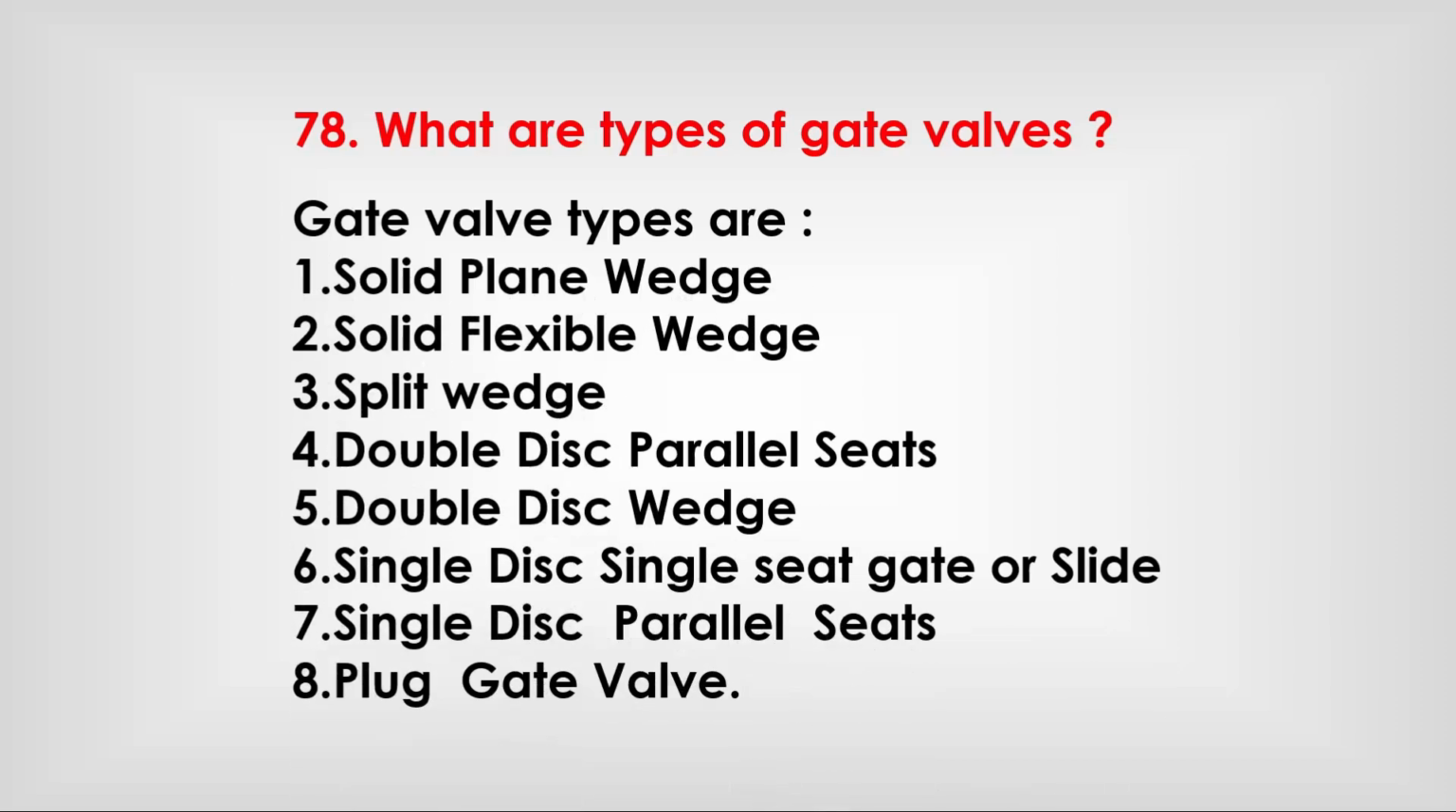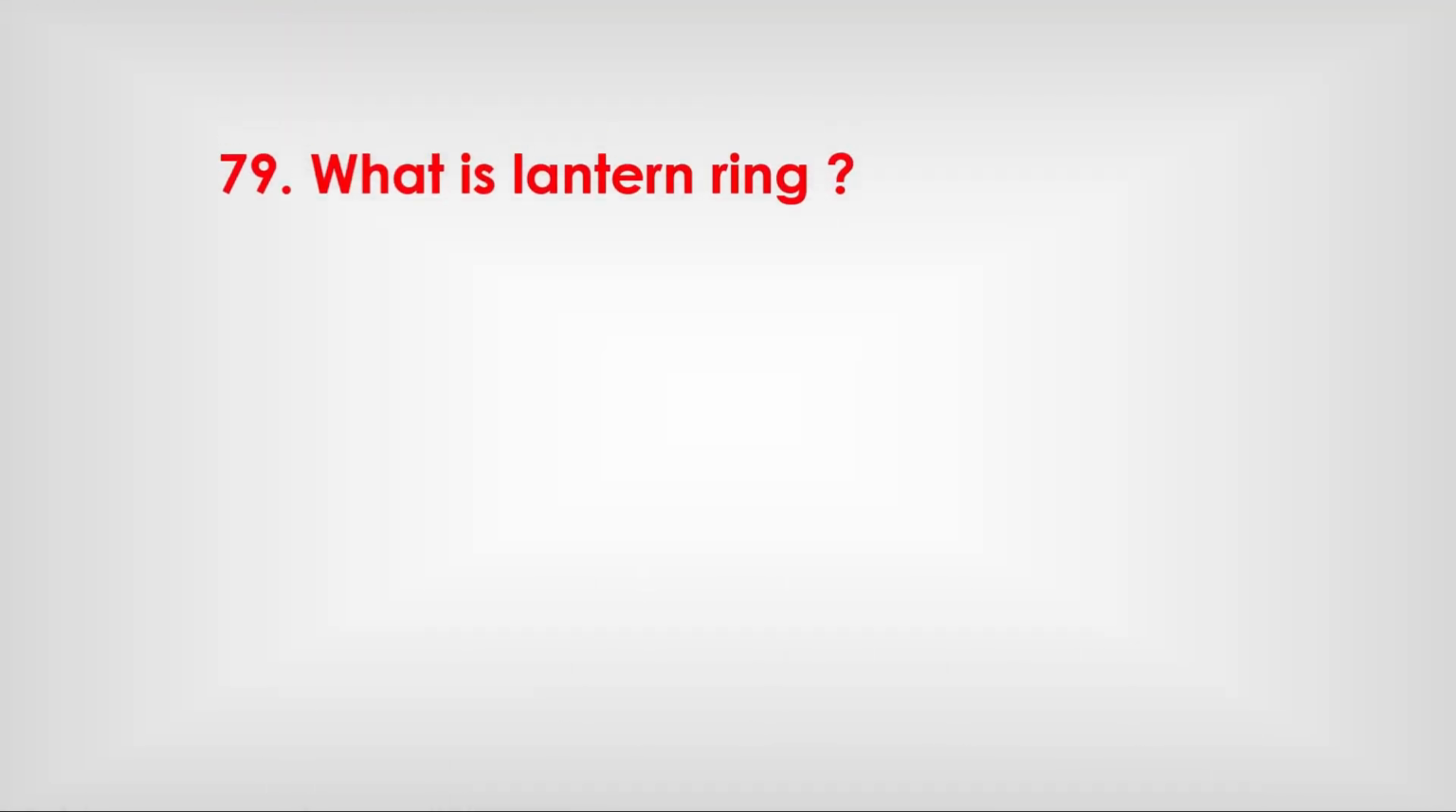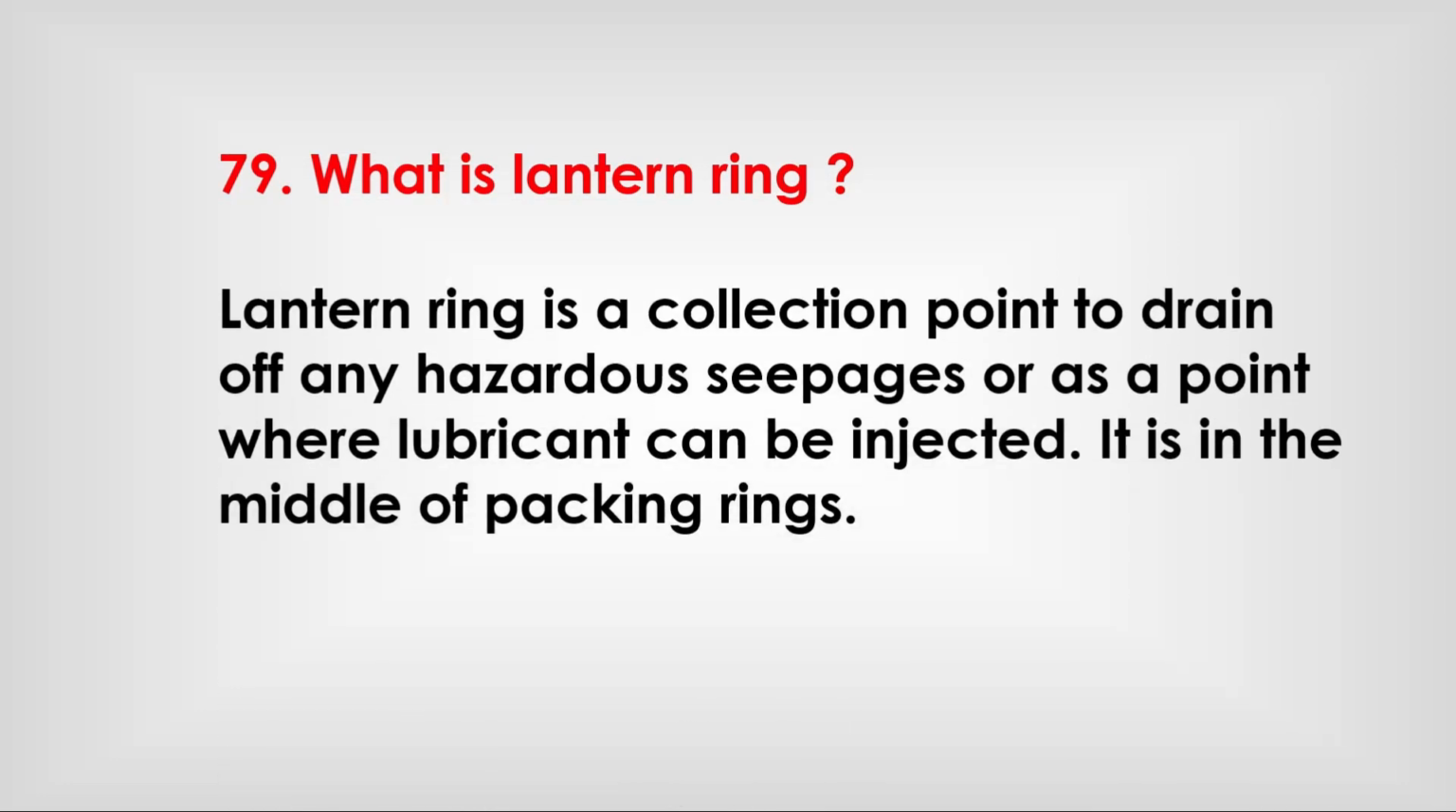What are types of gate valves? Gate valve types are solid plain wedge, solid flexible wedge, split wedge, double disc parallel seat, double disc wedge, single disc single seat gate or slide, single disc parallel seat, plug gate valve. What is a lantern ring? A lantern ring is a collection of points to drain any hazardous seepages or a point where lubricant can be injected. It is in the middle of the packing rings.